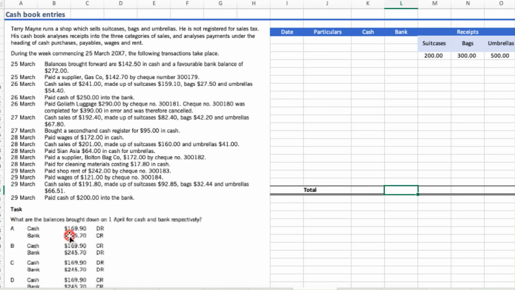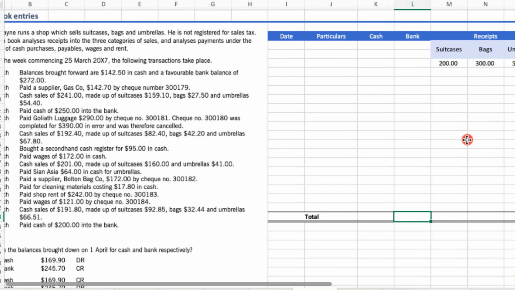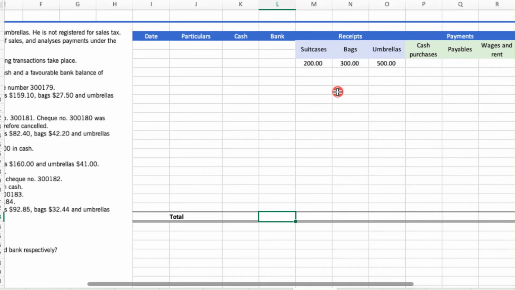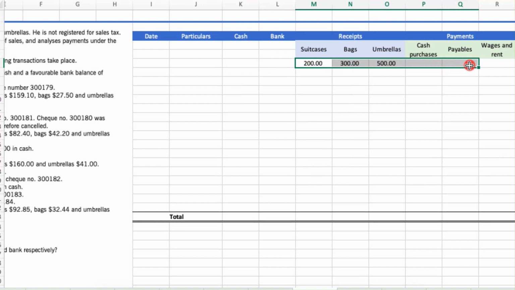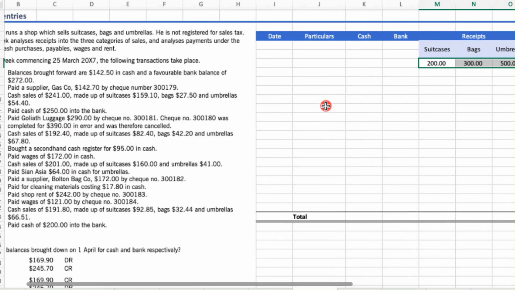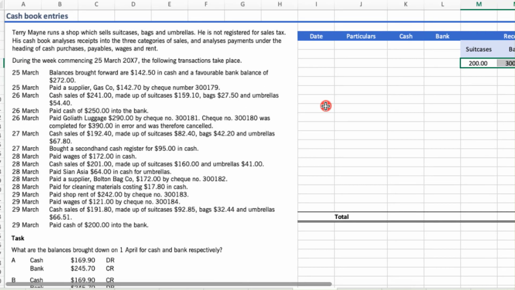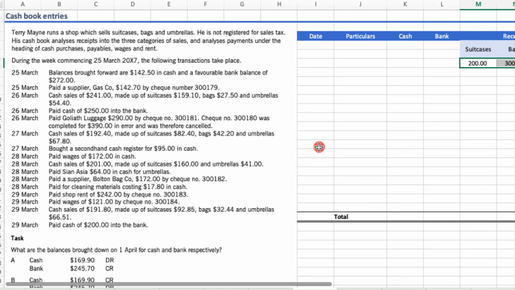Task: what are the balances brought down on 1st April for cash and bank respectively? All these transactions are given for March, and we need to find out the total cash balance and bank balance at the end of the month. So I'm not doing this analysis. This will be your home assignment. Whatever total is coming, you just need to break down the figures in the analysis columns. So the analysis column is not that important. It's a secondary column. So let's focus on the main thing.